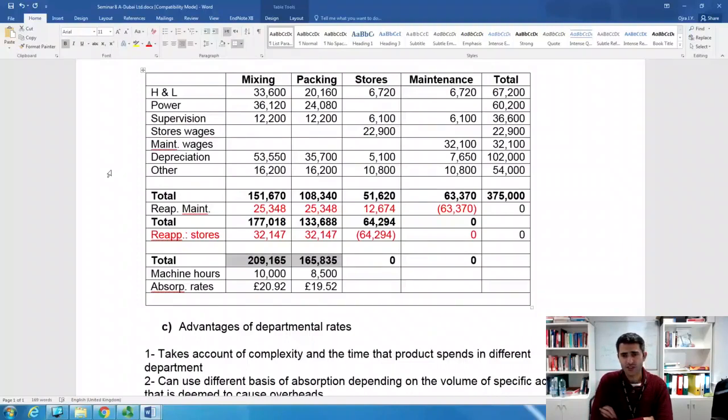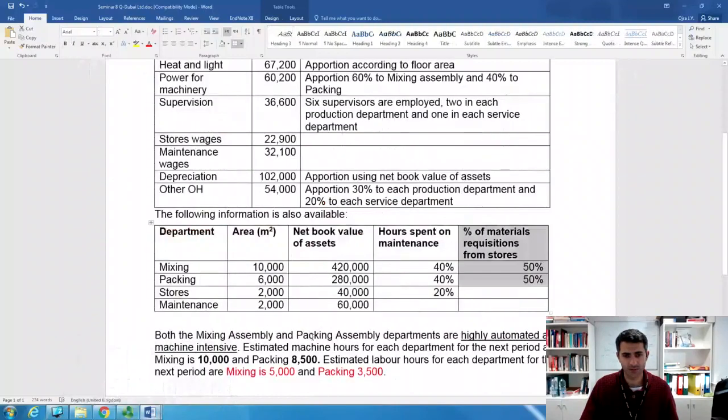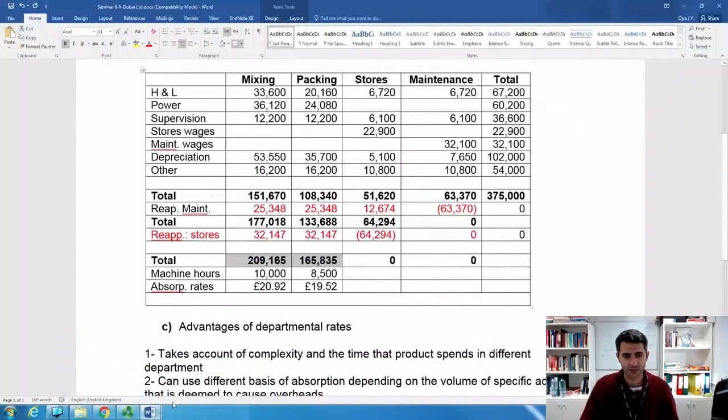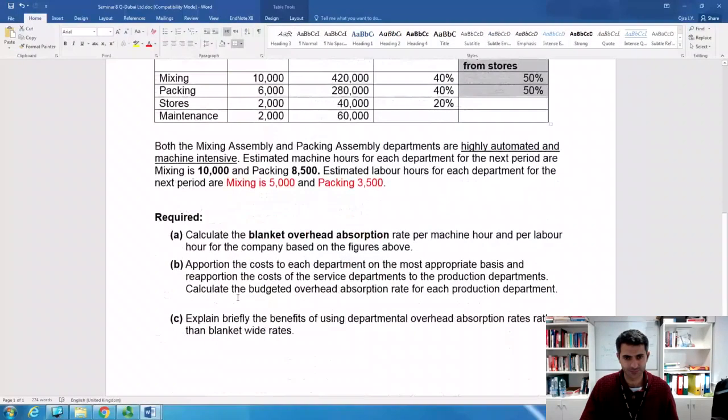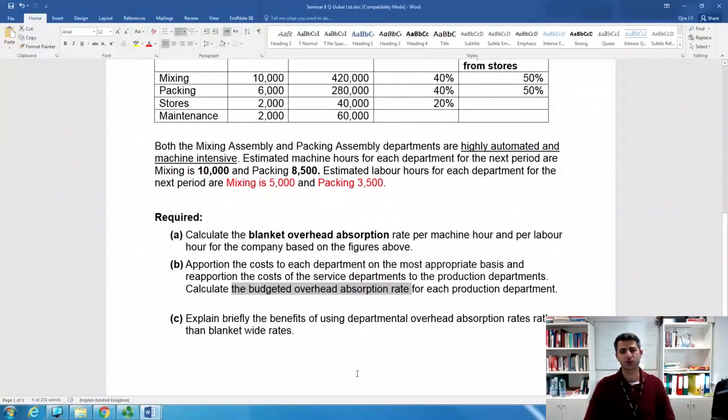So for step 3, what you need to do is calculate the OAR, which is the overhead absorption rate. How do you do it? Very simple. The total overhead cost divided by the number of machine hours or the number of labor hours.